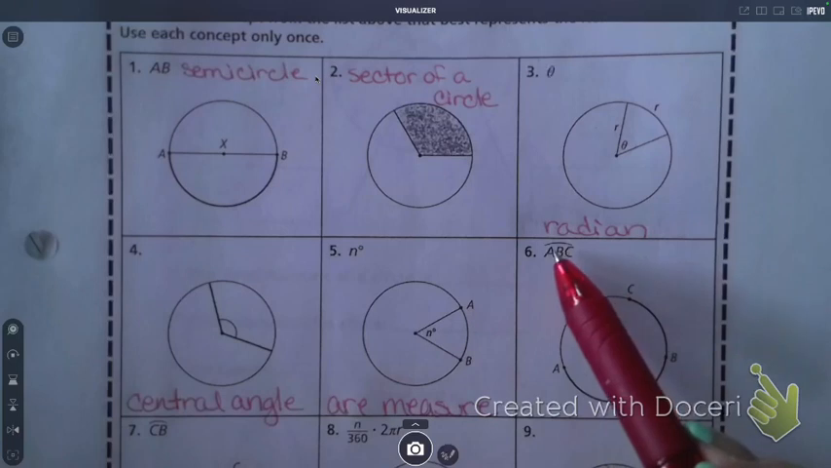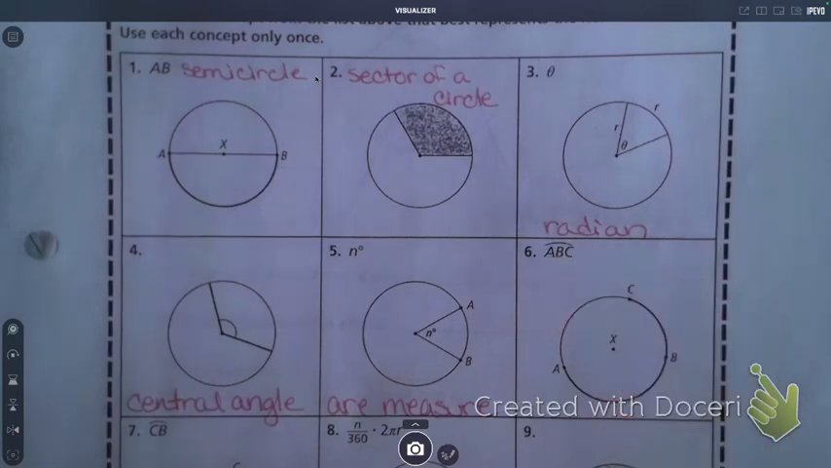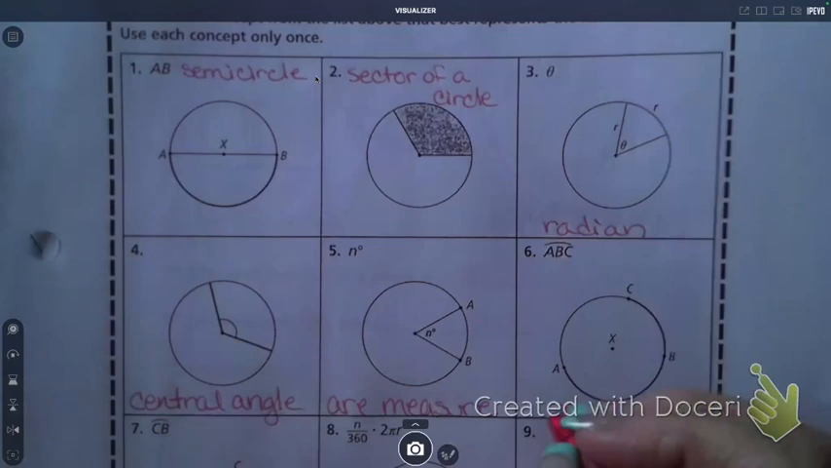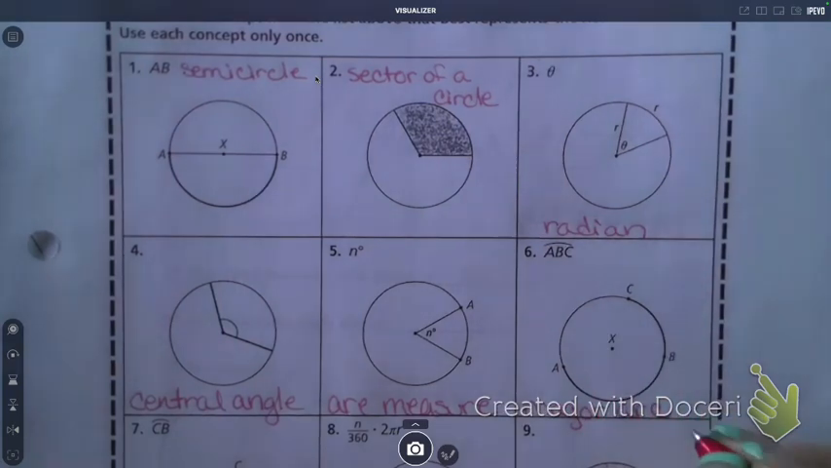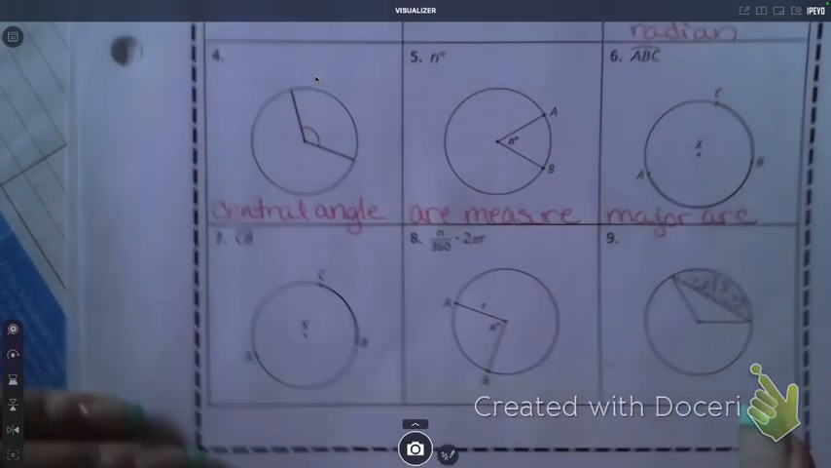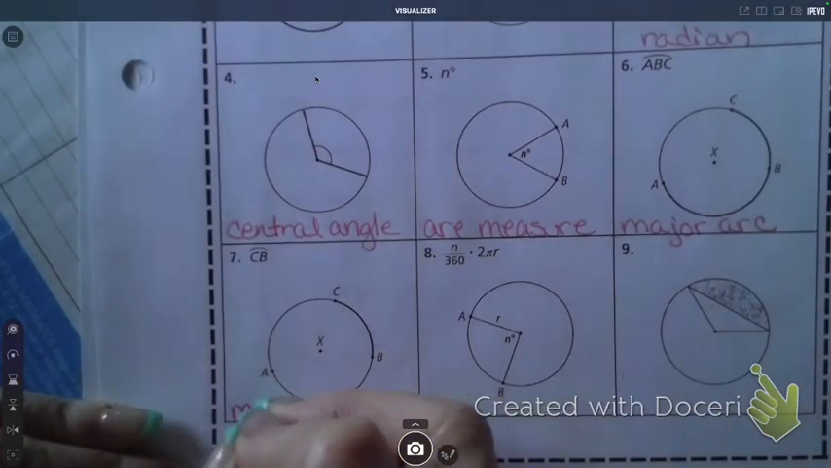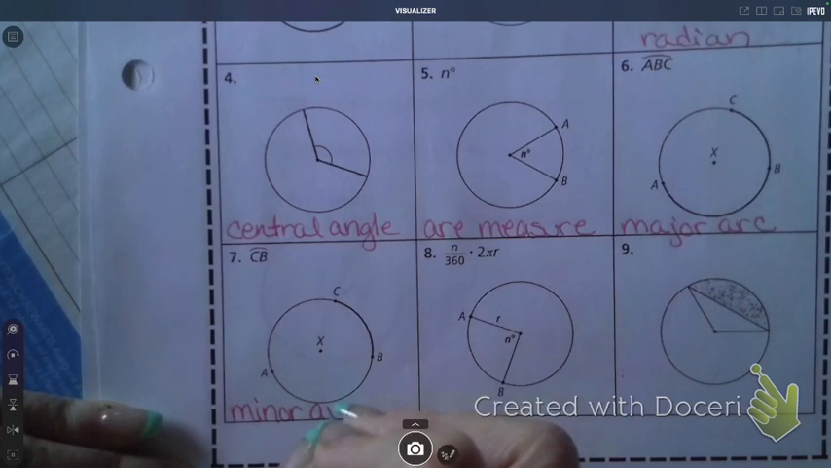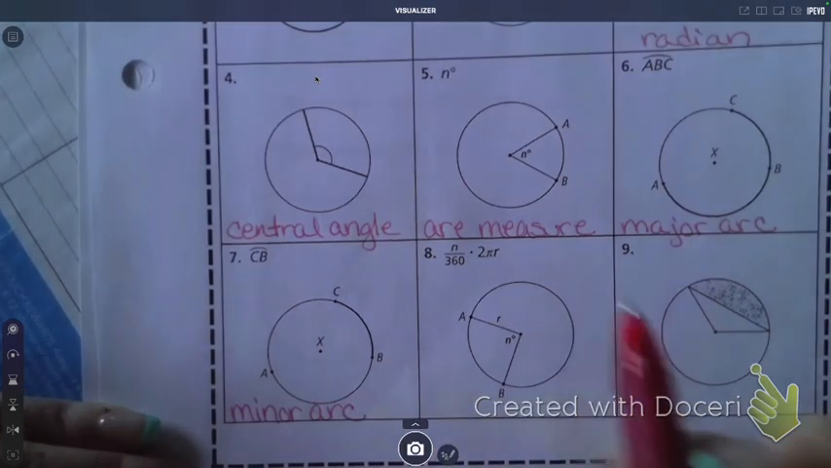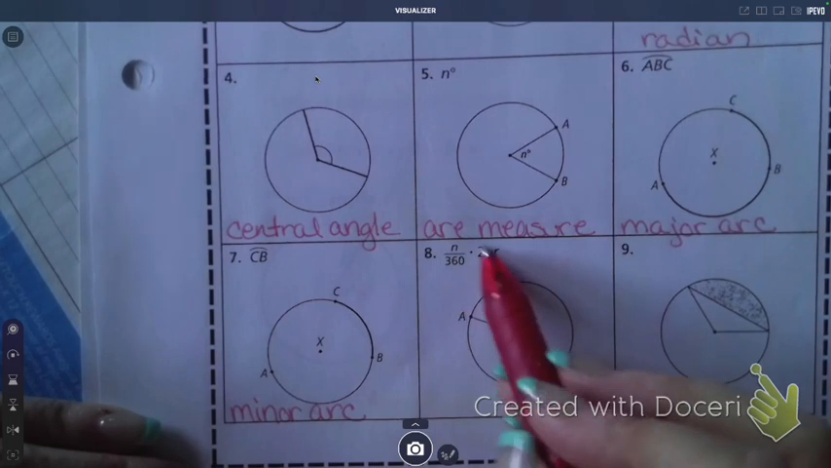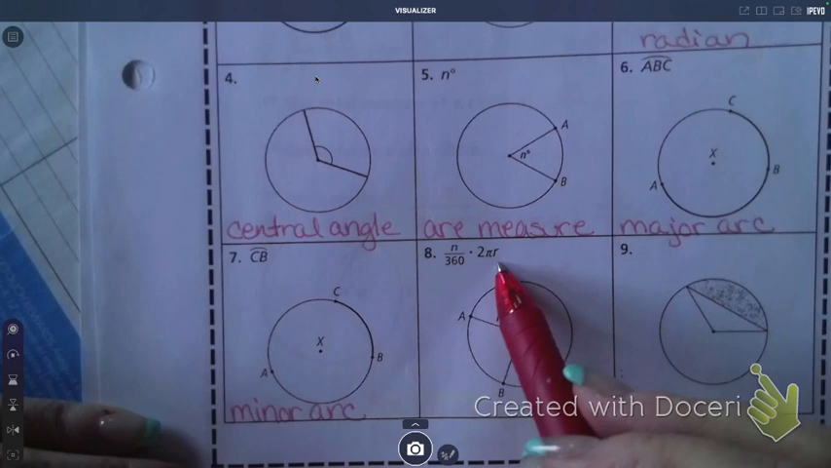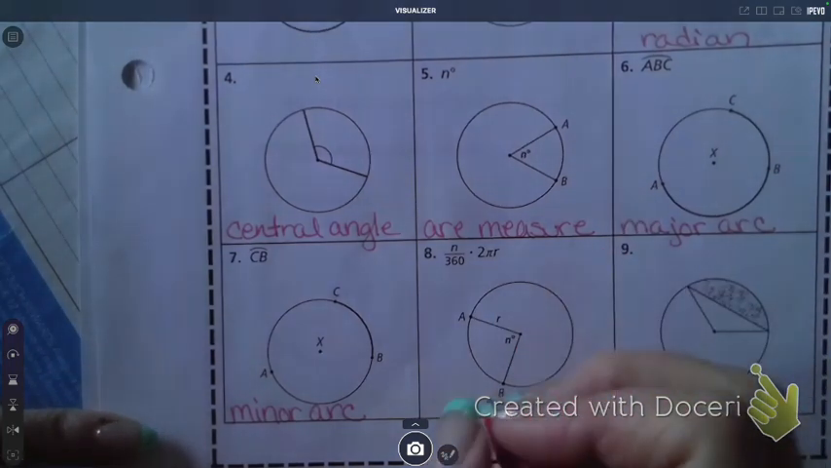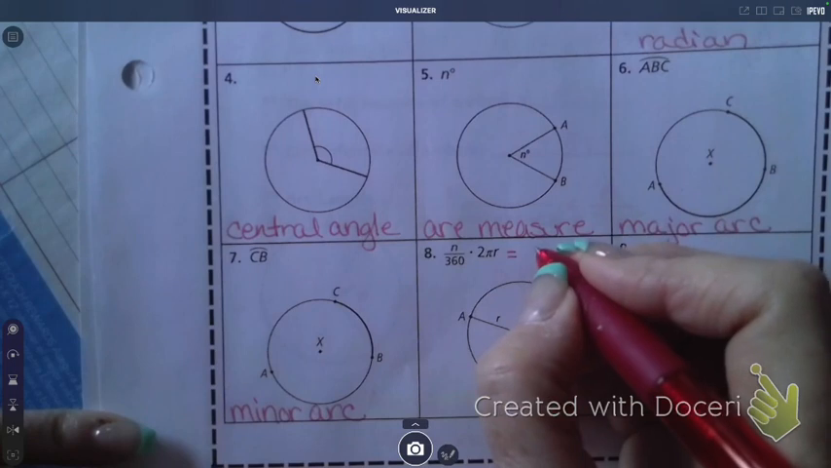Okay. And arc ABC. Major arc. Why is it major? It's the bigger arc. It's more than half, right? So that means CB is the minor arc. And it's written a little bit different, but what's this equation? Arc length. And how did we write it? Let's write it how we wrote it.